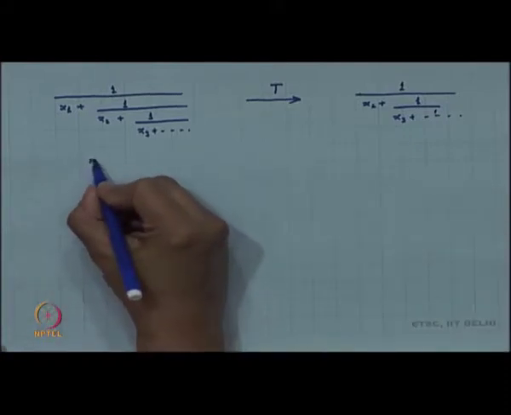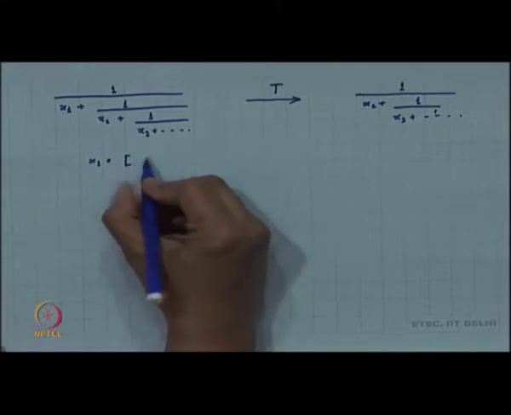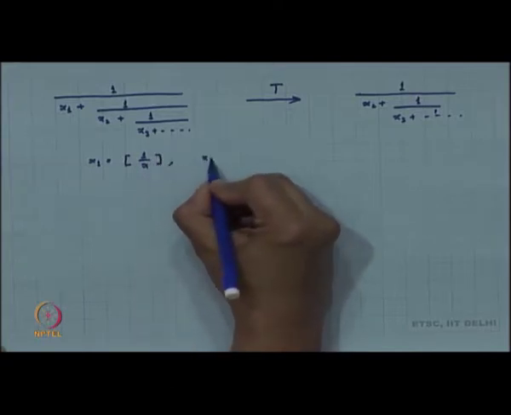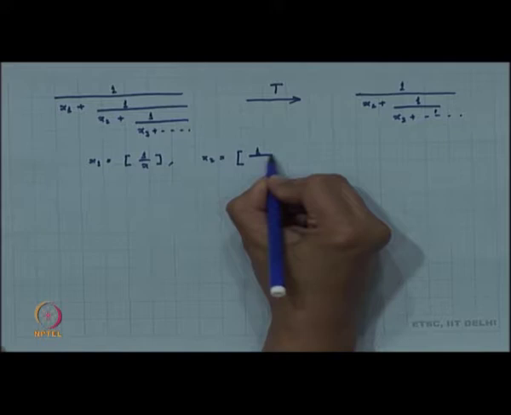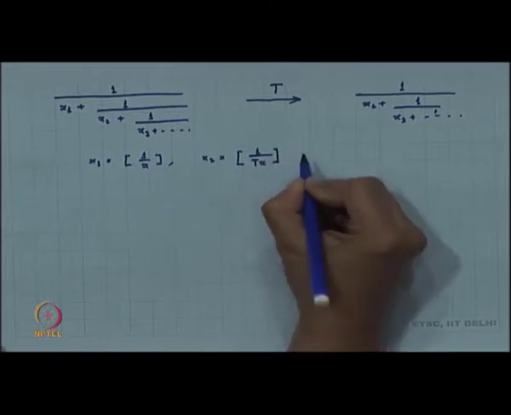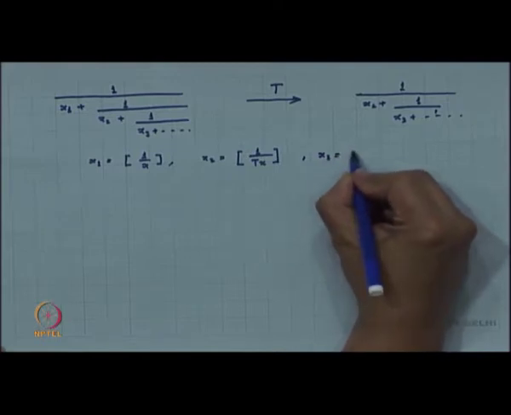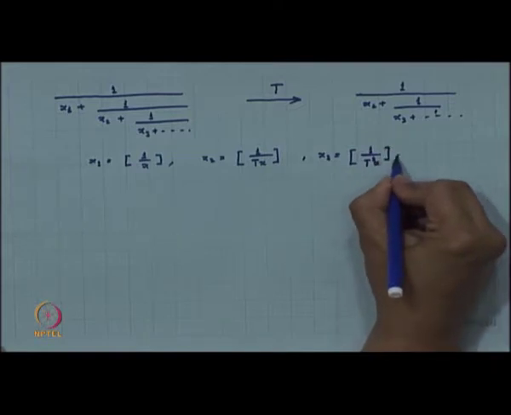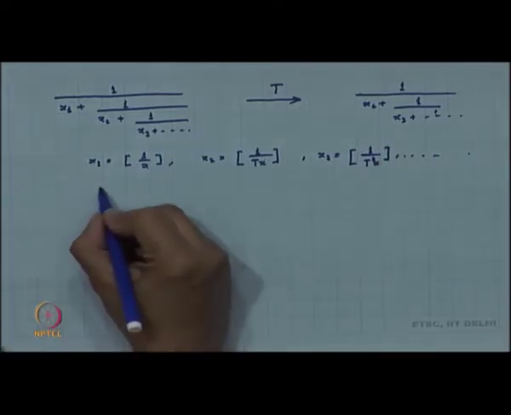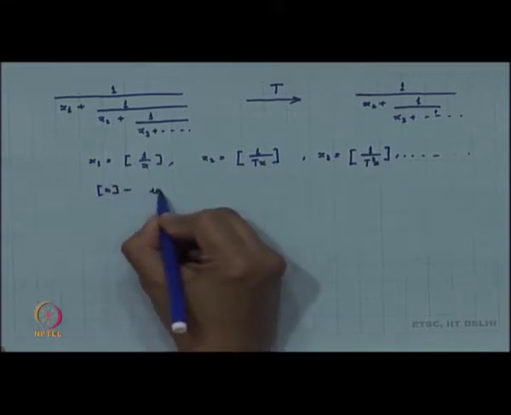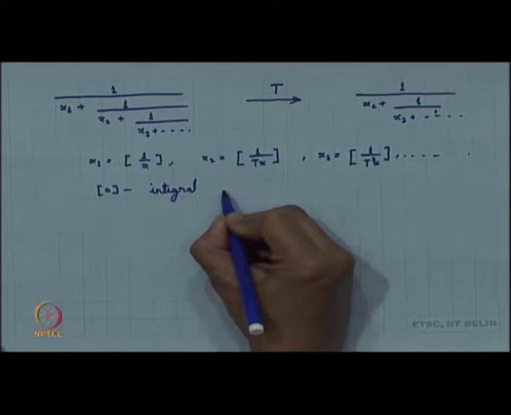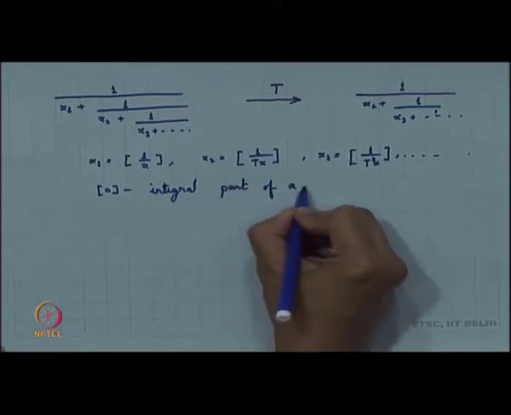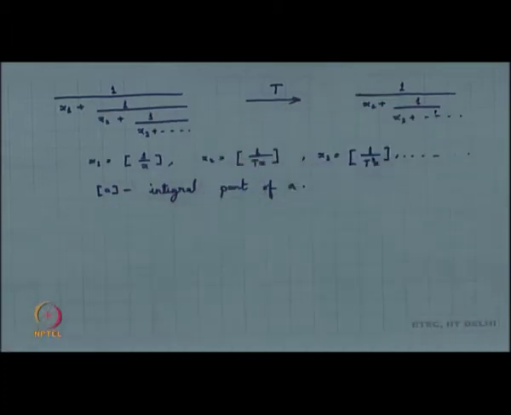What we see here is that x_1 happens to be the integral part of 1 by x, x_2 happens to be the integral part of 1 by Tx, x_3 happens to be the integral part of 1 by T squared x, and so on. So, basically this represents the integral part.